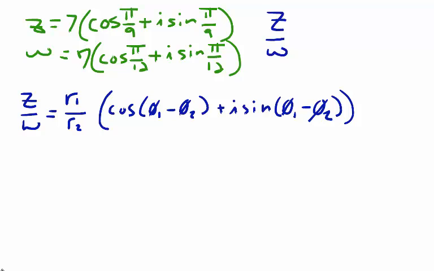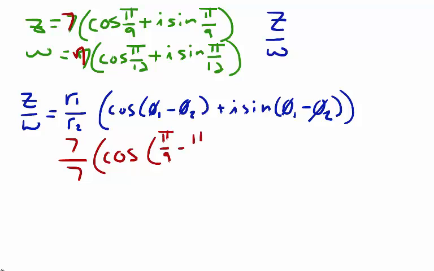Plugging in our values, R1 is 7, R2 is 7, times cosine, and again theta 1 is pi over 9, minus theta 2, which is pi over 12, plus i sine theta 1 minus theta 2.